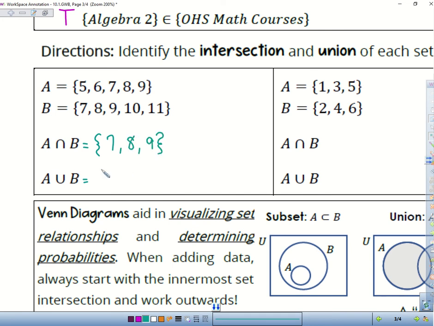And the union is where we just combine what all the sets have. So we have a 5, a 6 from set A. Then we have a 7, 8, 9 that is in both sets. And then we have a 10 and 11. So when you combine sets, if any of the numbers overlap, you never write them twice. Okay? Everybody got that? All right.